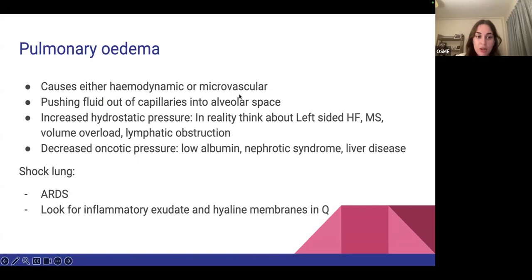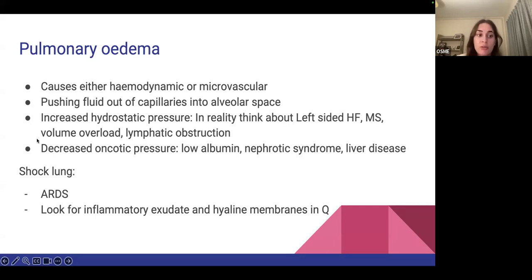So pulmonary edema, the causes of this are either hemodynamic or microvascular. So think about the components of the blood. Pulmonary edema is due to fluid from the vessels going out into the alveolar space. So you can think of it as increased hydrostatic pressure, so there's left-sided heart failure. This is mitral stenosis, not multiple sclerosis, sorry. There's volume overload, so they've just been drinking too much water.